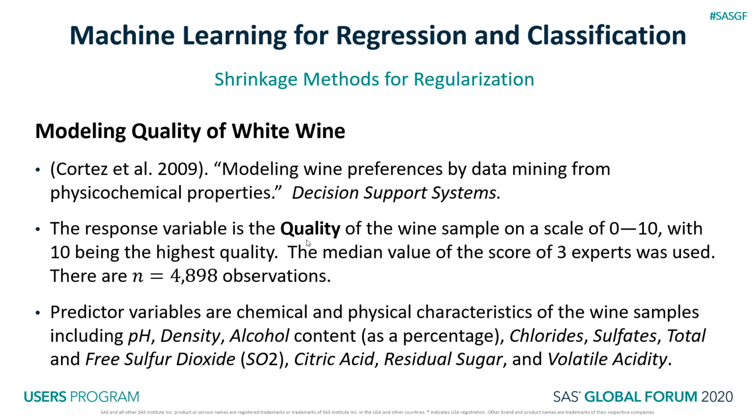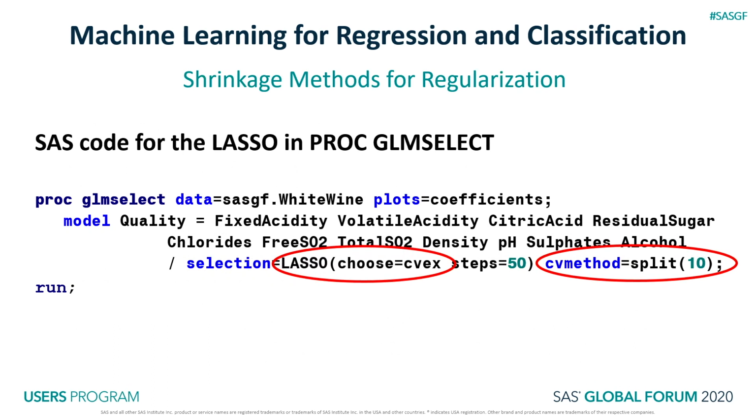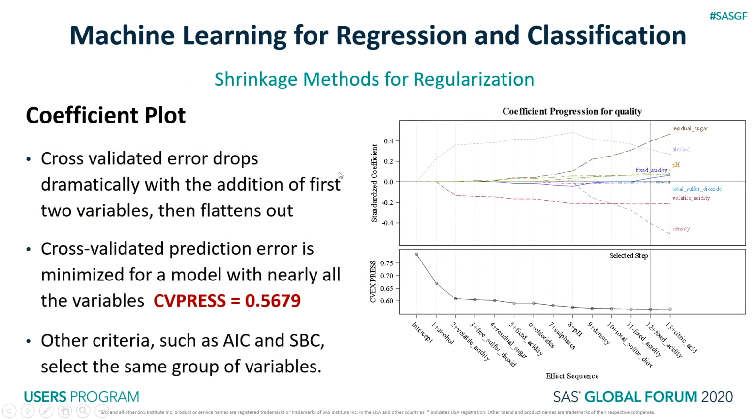The predictor variables are chemical and physical characteristics of the wine samples, which include pH, density, alcohol content as a percentage, chloride, sulfates, total free sulfur dioxide, citric acid, residual sugar, and volatile acidity. So in this case, I did try cross-validation, and it turns out whether you use cross-validation or SBC or AIC, you get essentially the same thing. So you can see that I've done selection as LASSO, and CVMETHOD is split equal to 10, which means do 10-fold cross-validation, and once again we'll look at a plot of the coefficients.